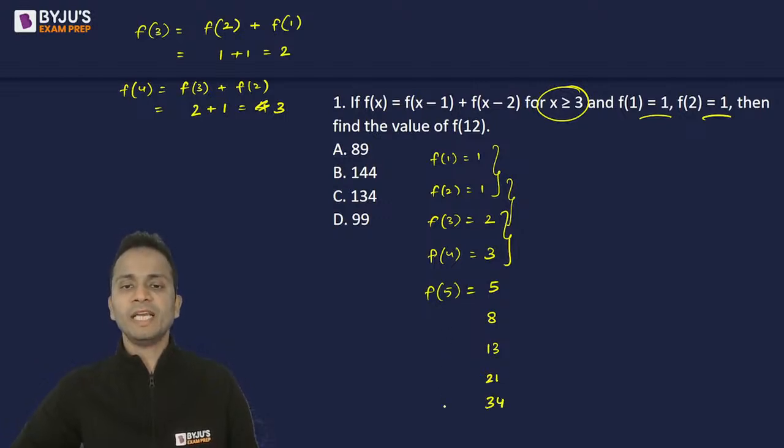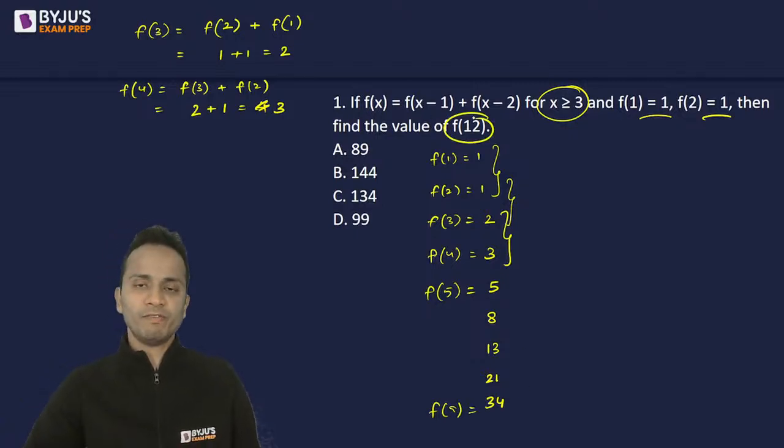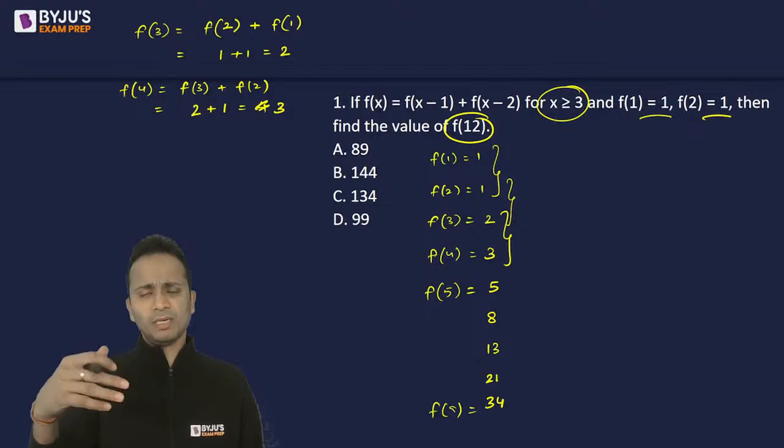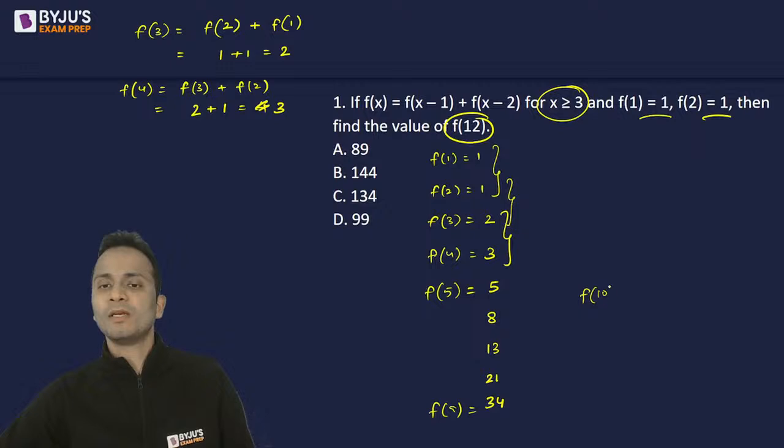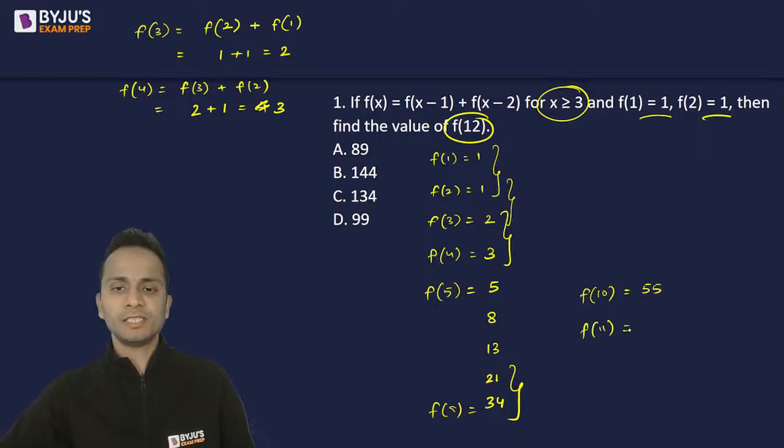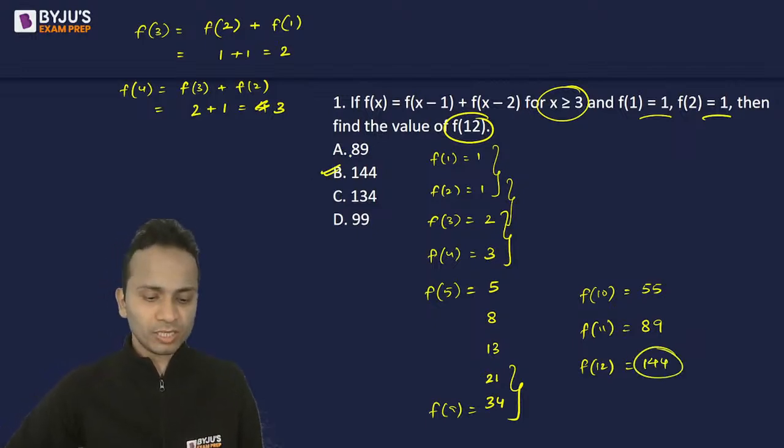So 6, 7, 8, 9. So this is f of 9, right? I need the value of f of 12. So if you repeat this process another 3 times, you will get your answer. So f of 10 will be equal to 21 plus 34, that is 55. F of 11 is equal to 34 plus 55, that is 89. And finally, f of 12 is equal to 55 plus 89, that is 144. So 144, that is option B, is the correct answer of this question.